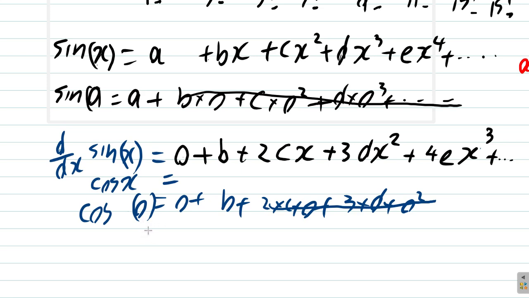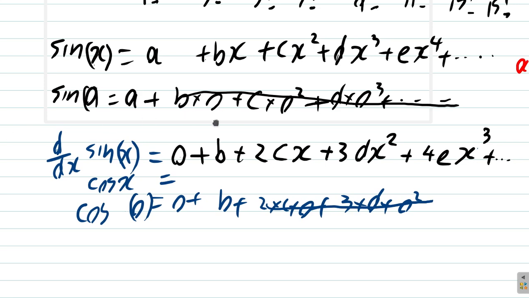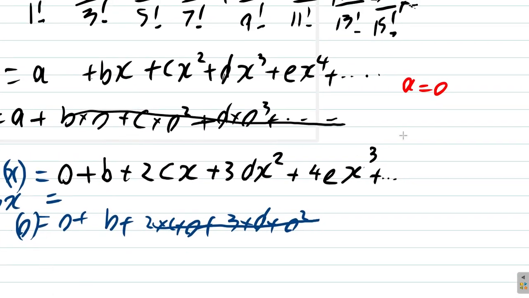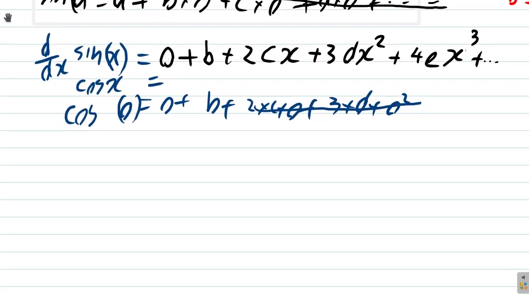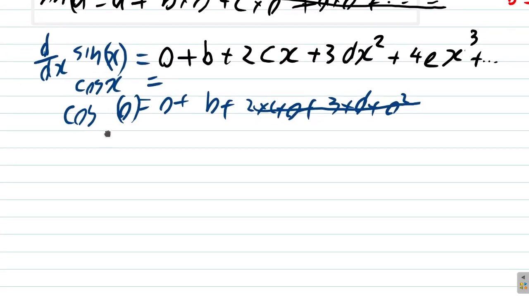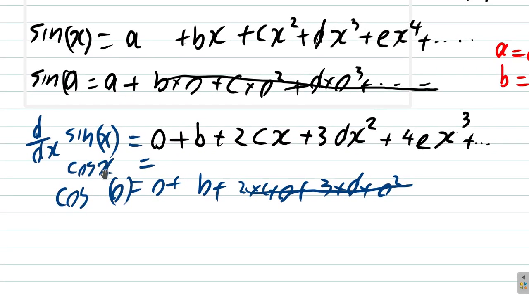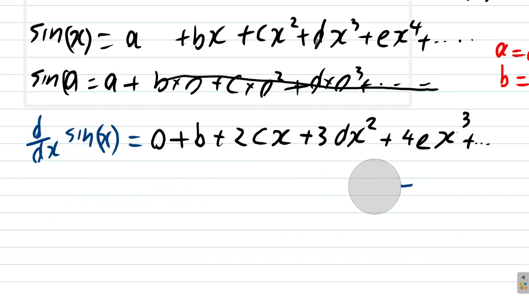So, here, you can see that b will be equal to 1 based on that argument. So, b equals 1. Alright? So, we got that. Now, that was the first derivative. And we found that b is equal to 1.